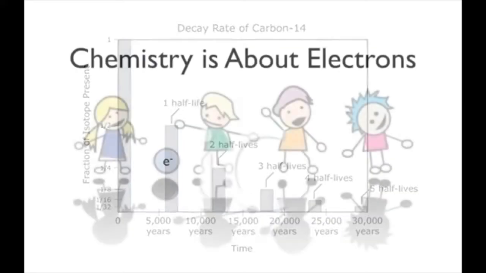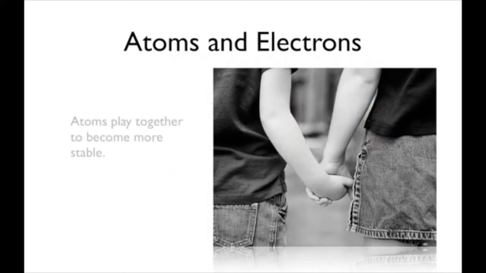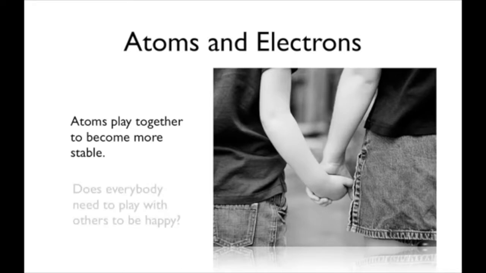But enough about the nucleus. Chemistry is really all about electrons. So we're going to spend the rest of this video talking about them. Now, atoms like to be stable. And in order to become stable, sometimes they have to play with other atoms. In this way, they're kind of like people.